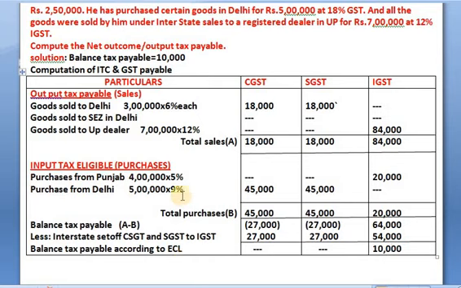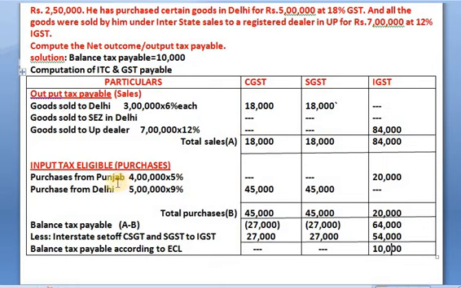Clear? So first we have taken these goods sold to Delhi. As the dealer is from Delhi, it is an intrastate transaction, and since it is 12% GST, 6% each as CGST and SGST we have given. Goods sold to cess: anything sold to cess is exempted from payment of tax. So here we have not considered it, we have put nil. Goods sold to UP dealer, 7 lakhs into 12%. Since the transaction is from Delhi to UP, it is an interstate transaction, so we paid 12% IGST. This is the total of sales.